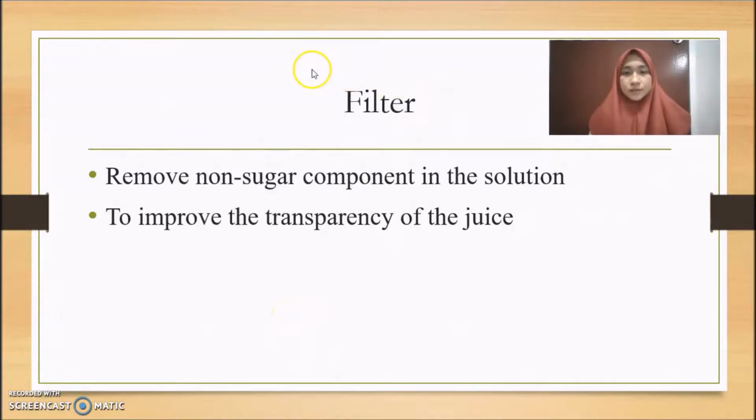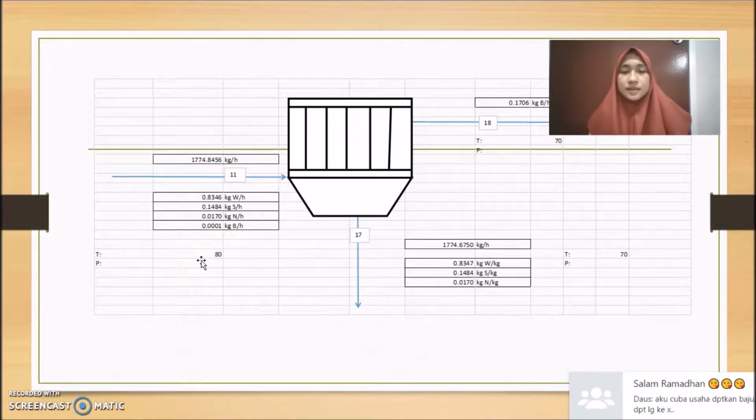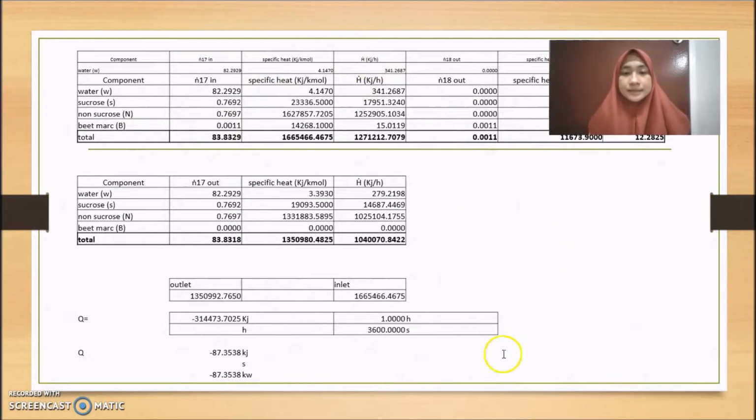For the filter, the function is to remove non-sugar components in the solution, as well as to improve the transparency of the juice. This is our filter here. The temperature in is 80 degrees Celsius, and the temperature out is 70 degrees Celsius for both. And this is our energy balance. This filter releases energy because Q is negative, which is negative 87.3538 kilowatts.